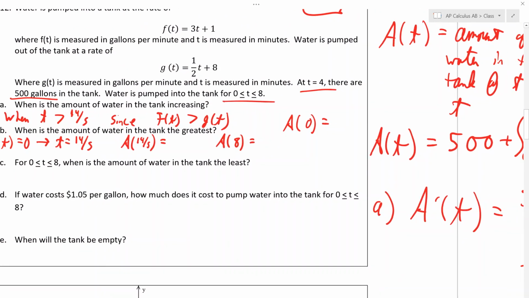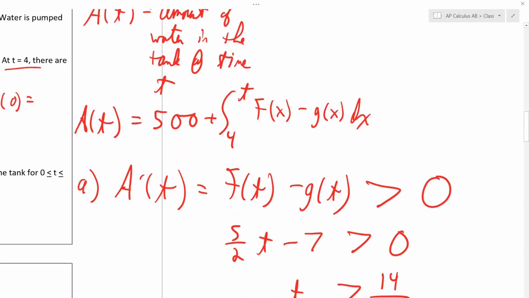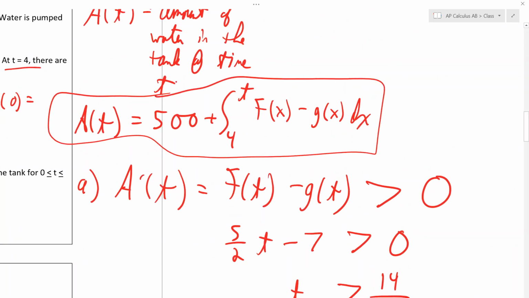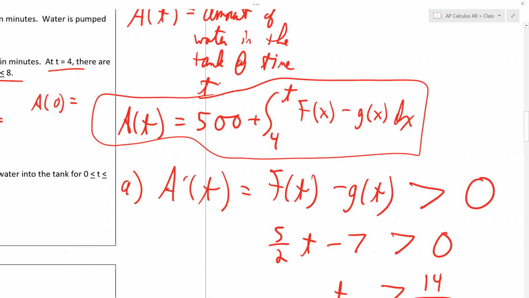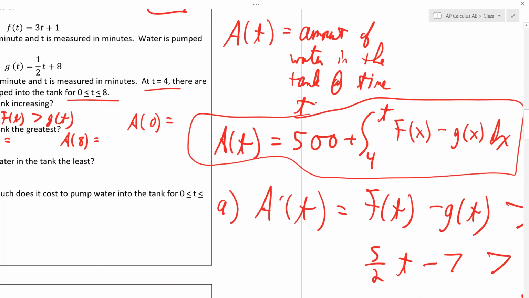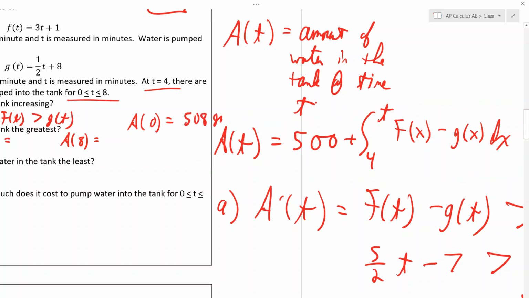Do you feel like you could find a of 0 and a of 8, especially with a calculator? Can you do that right here? Okay. So I'm just going to use a calculator, but I'm just doing exactly what it says on that screen. So it's 500 plus the integral of f minus g with respect to x from 4 to 0. So I'm finding a of 0, and I got 508. There's 508 gallons. You okay? And find a of 8, I'm going to do the same thing. I'm going to integrate from 4 to 8. So 532.